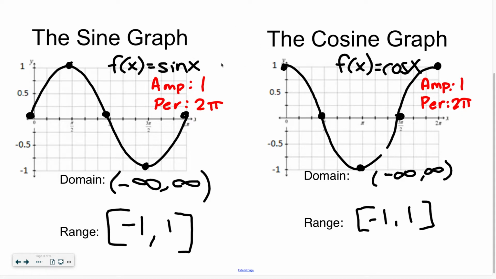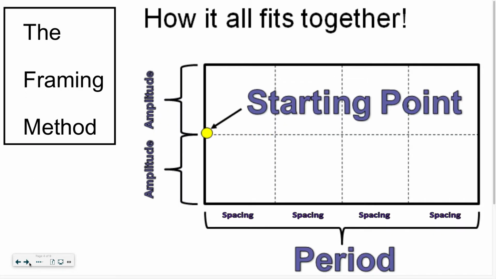Okay, you do not have to write this next slide down. I just want to talk to you about what's going to happen with graphing. So, with graphing trig functions, we use something called the framing method. So that's over here. It's called the framing method. What I want you to be thinking about with the framing method is essentially you're going to build a frame, or I often refer to it as a window. It's this big rectangle.